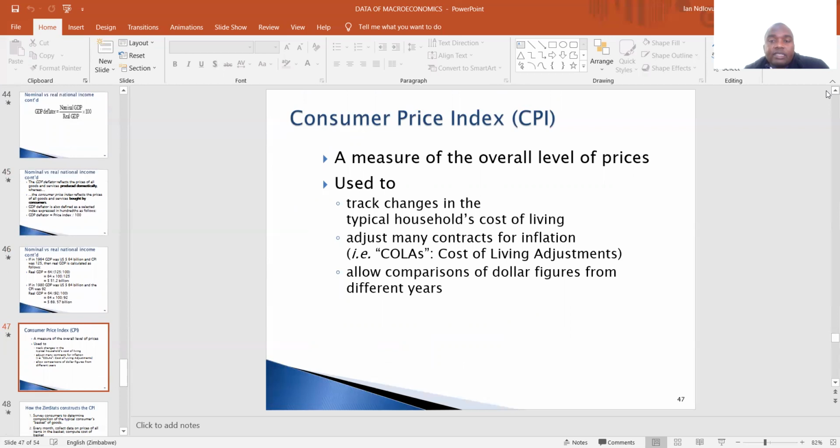What is the Consumer Price Index? The Consumer Price Index is a measure of the overall level of prices. What is it used for? It's used for tracking changes in the typical household's cost of living. It is also used to adjust many contracts for inflation, the so-called cost of living adjustments to income, or COLAs, and to allow comparison of different dollar figures from different years.